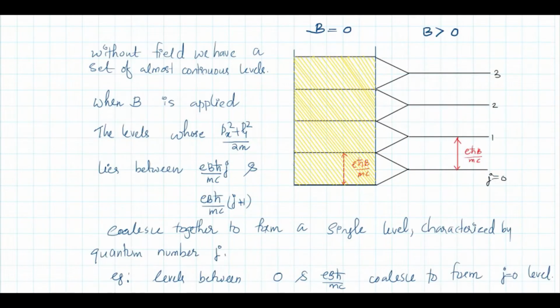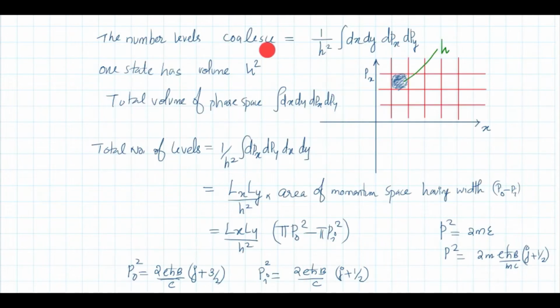how many levels are there to coalesce together to form a single level? Okay, what is the number of levels included in this single discrete level? How many continuous levels are there? That is the question. So the number of levels that coalesce is given by 1/h² integral dx dy dpx dpy. From where did we obtain this expression?